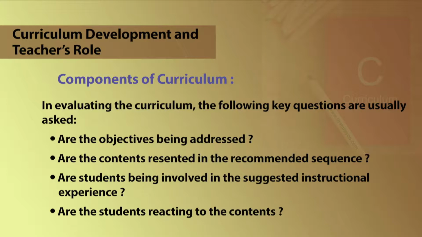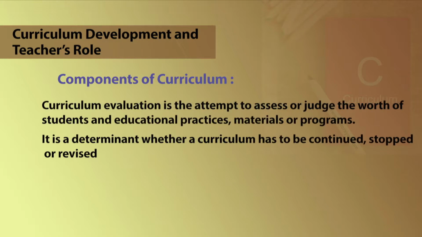Are the contents presented in the recommended sequence? Are students being involved in the suggested instructional experience? Are the students reacting to the contents? Therefore, curriculum evaluation is the attempt to assess or judge the worth of students and educational practices, materials or programs. It is a determinant whether a curriculum has to be continued, stopped or revised. Summative evaluation refers to the assessment which takes place at the end, and formative evaluation takes place during the curriculum development.